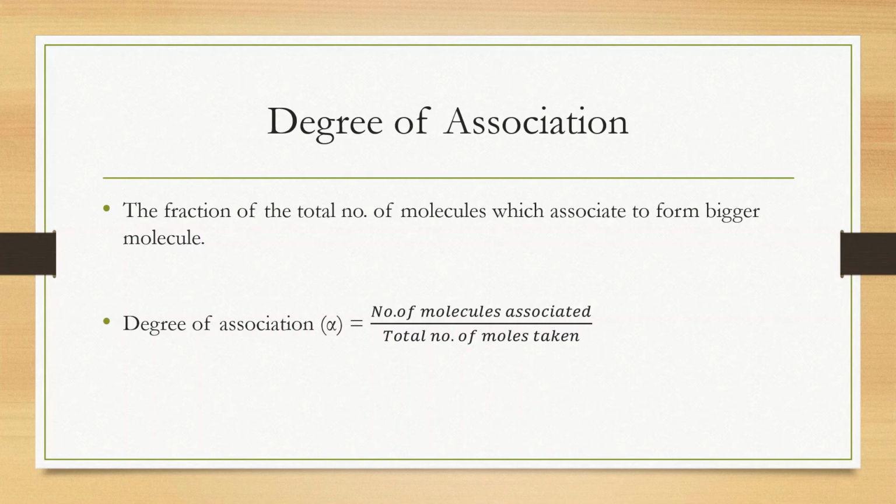Degree of association is the fraction of the total number of molecules which associate to form a bigger molecule. Degree of association is denoted by alpha, and it is equal to the number of molecules associated divided by the total number of moles of the solute taken.